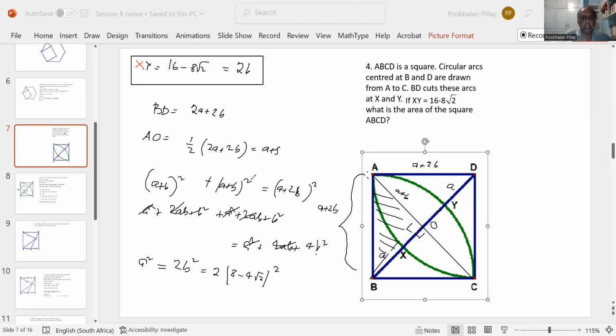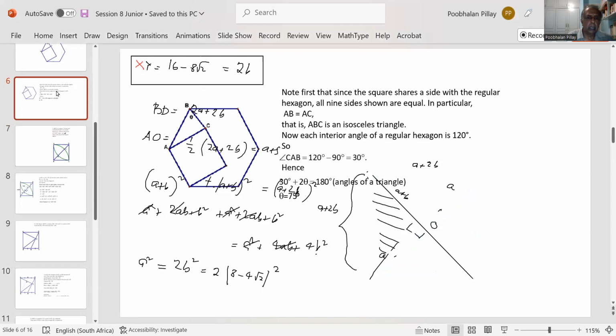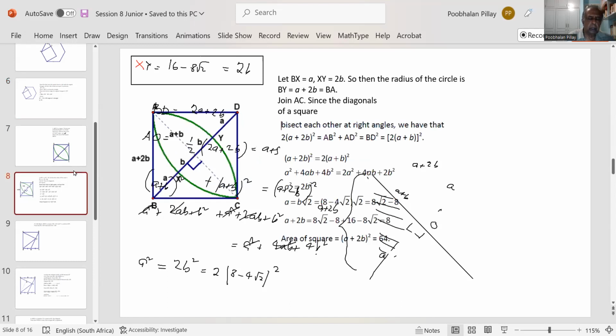You can simplify the calculations completely if you look at this. I should have shown you this problem. The full solution to the previous problem, number 3, I did not show that to you. So okay, let's do this first.